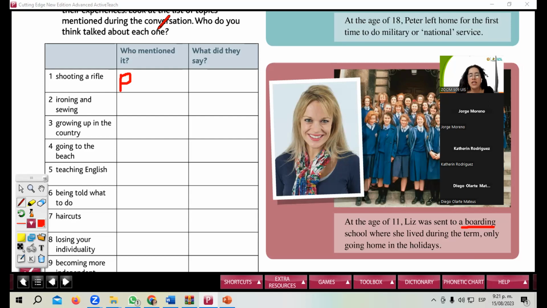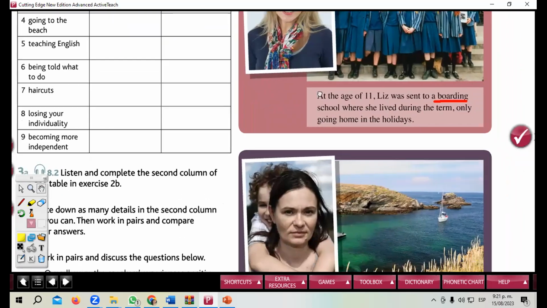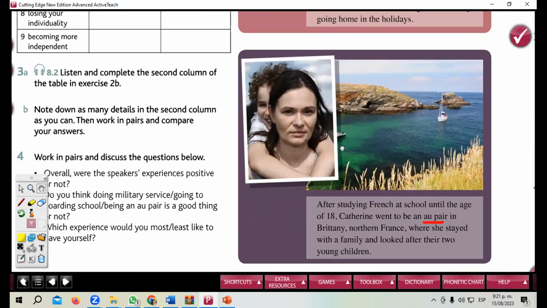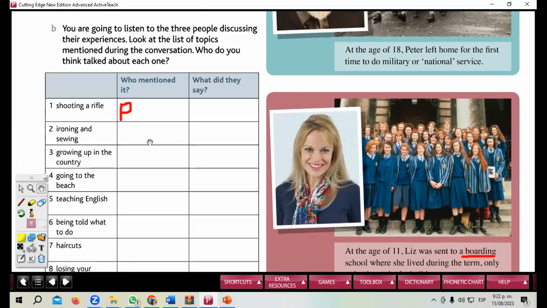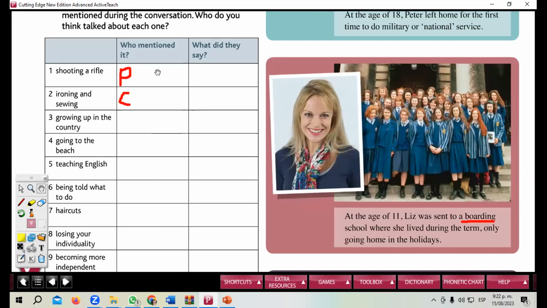So who do you think mentioned this, ironing and sewing? Maybe Liz or Catherine? Which one? I could think both. Catherine. Okay. So here we are only guessing, right? After we listen, we will check if we have the correct answers or not, okay? So let's put C and then we can correct for Catherine.